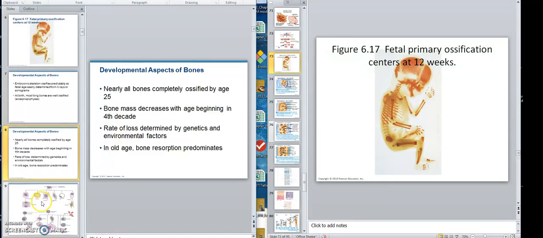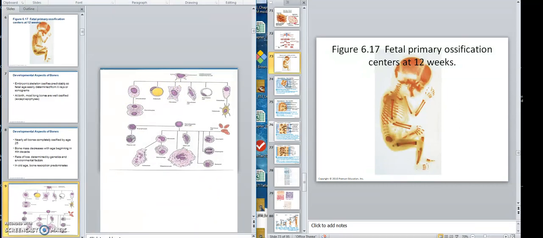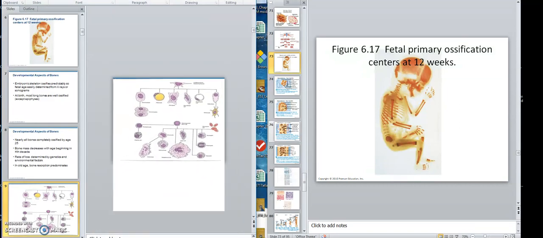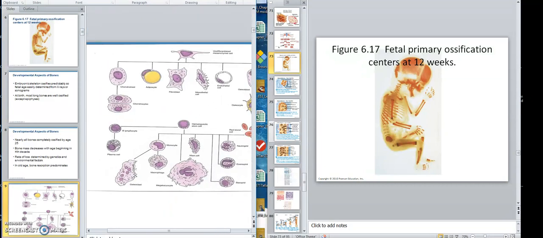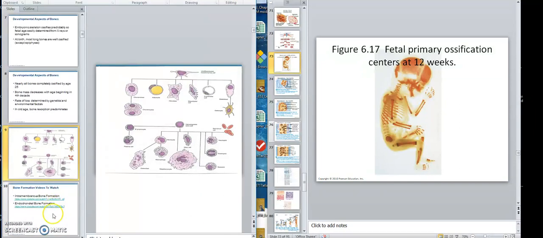All right, let's go a little further though. If you recall, this is where we came up with this cell, which was a mesenchyme, and we said it could make several things, and some of what it could make, of course, was bone. That would be osteogenesis and so forth. Okay, let's go back here.